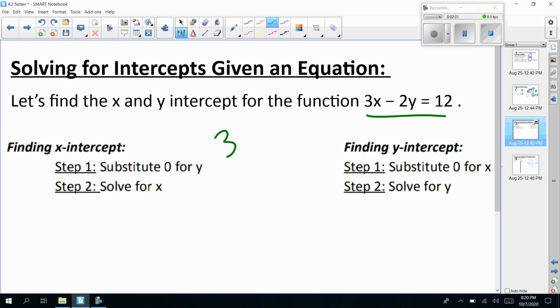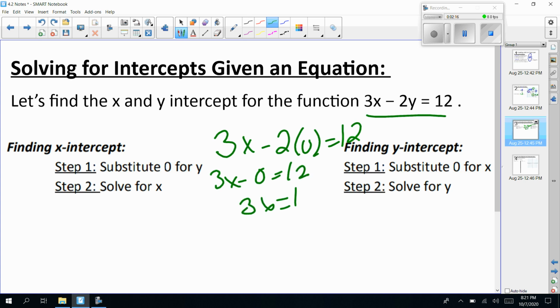So 3x minus 2 times 0 equals 12. 3x minus 0 equals 12. 3x equals 12. When we divide both sides by 3, x equals 4. And that is our x-intercept.